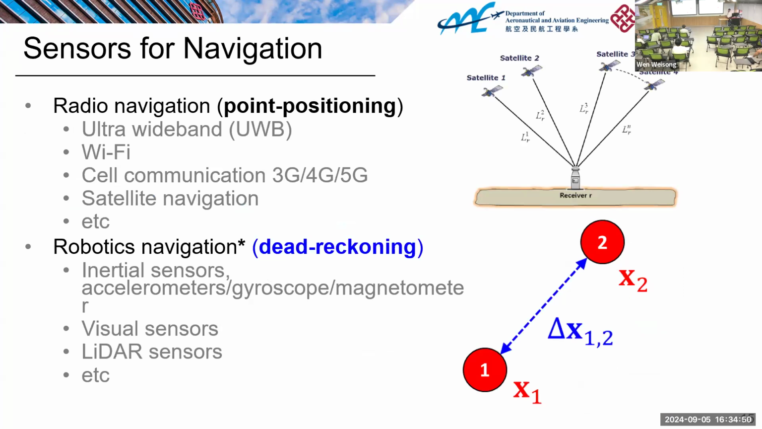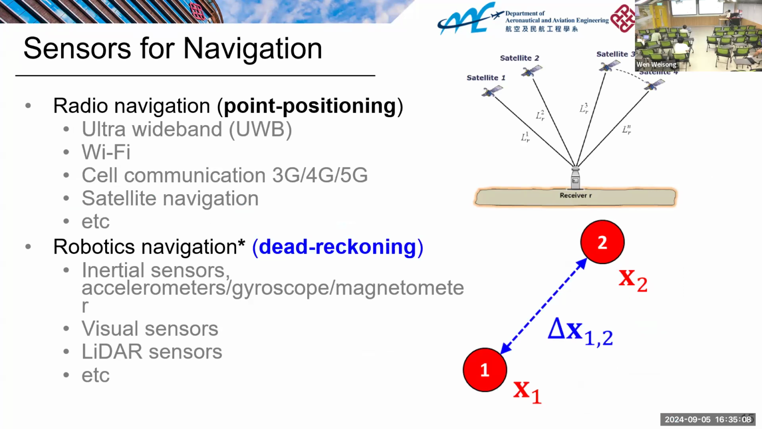So generally we can divide those positioning sources into two parts. The first one is called point positioning, for example, the GPS. Point positioning is like, for example, this figure on the upper right side.